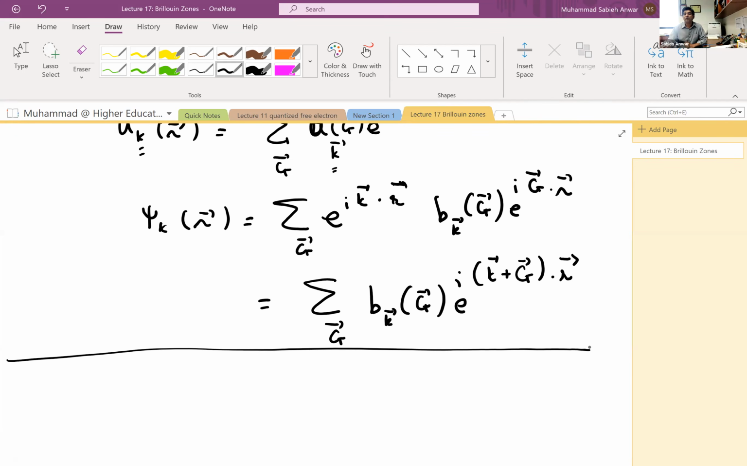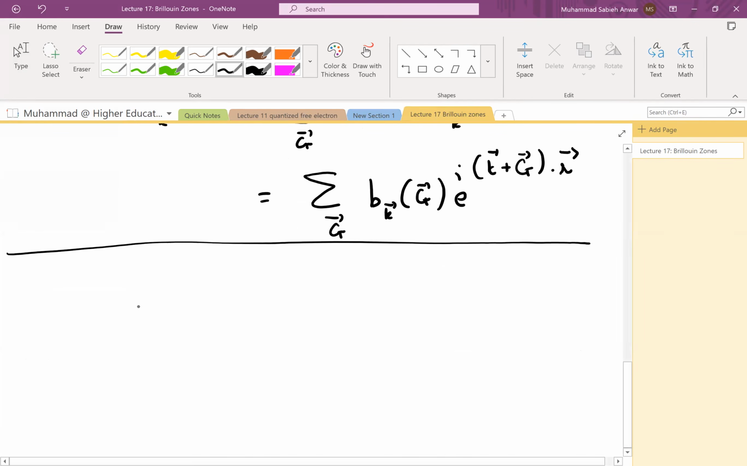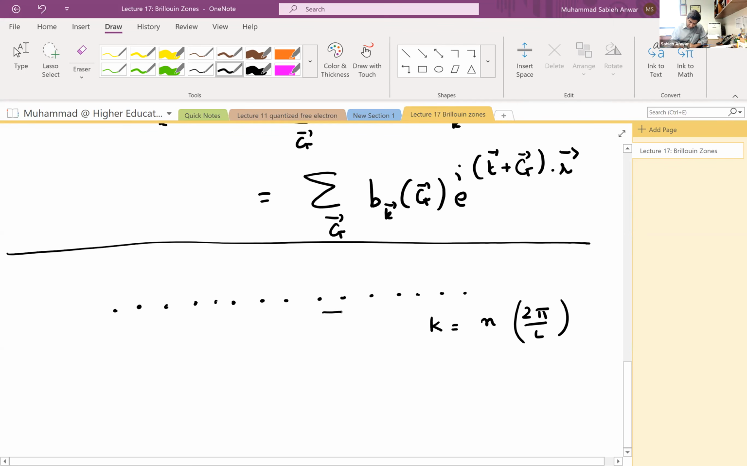One thing that I would always like you to remember is that G vectors are distinct points in the K space. I've belabored this point quite a bit, but let me talk about it again. If I have a one-dimensional K space, and so we have all of these points K, and K's are given by multiples of 2 pi over L. So each of these spacings is equal to 2 pi over L. All of these are K points.